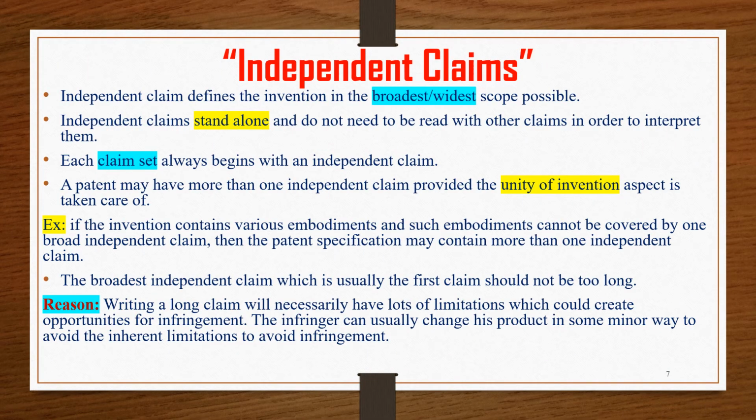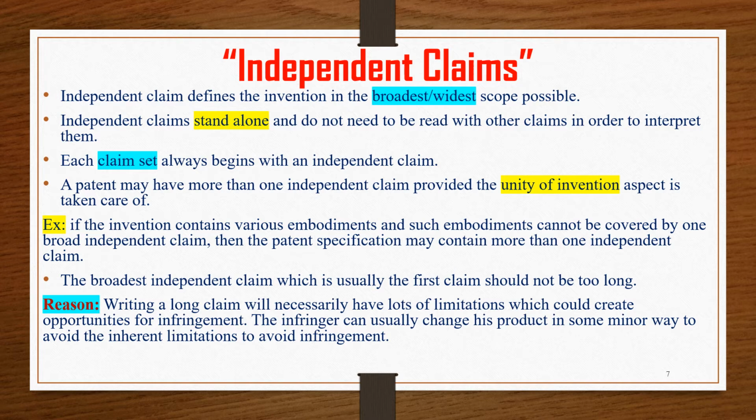Now we will go somewhat deeper into this particular claim set types. So the first one is independent claims. Point number one. Independent claim defines the invention in the broadest or widest scope possible. Point number two. Independent claims stand alone and do not need to be read with other claims in order to interpret them. Totally independent. Point number three. Each claim set always begins with an independent claim. This is the starting point, we can say.